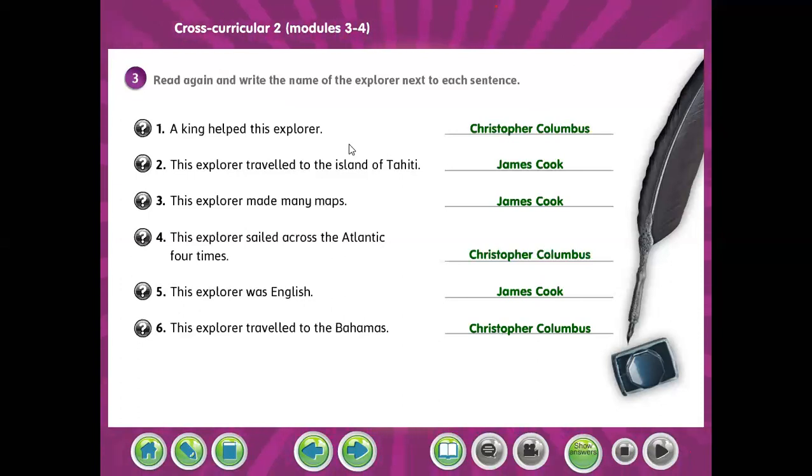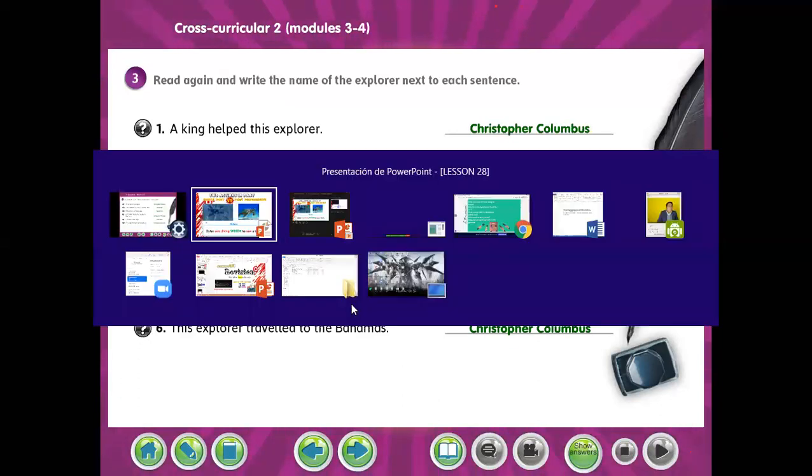Now, please, we are going to start with evaluation. But please, pay attention here, okay? Pay attention before we start the evaluation.